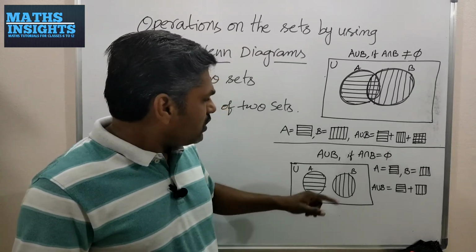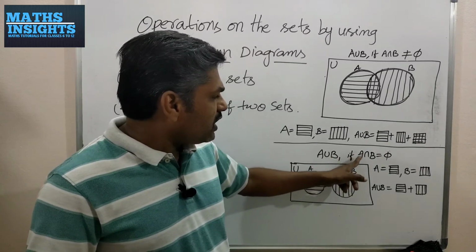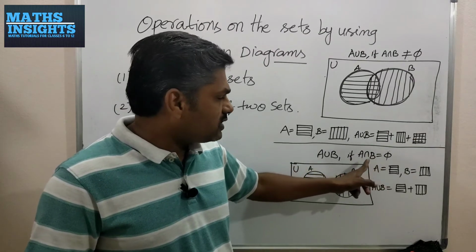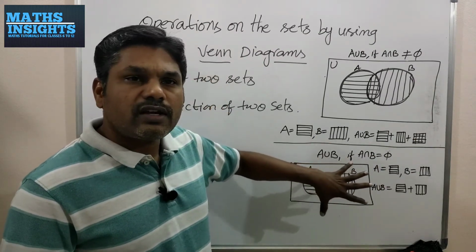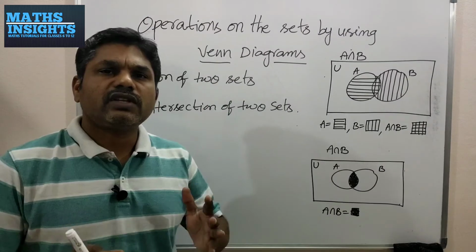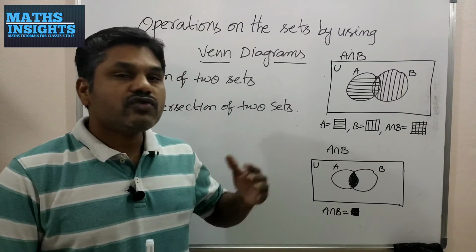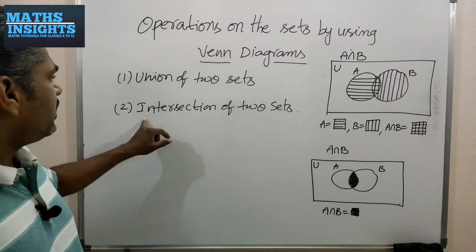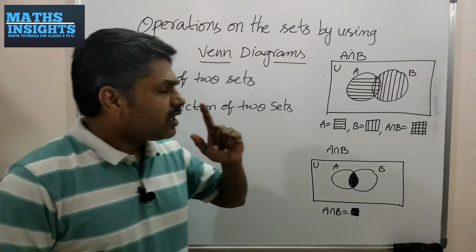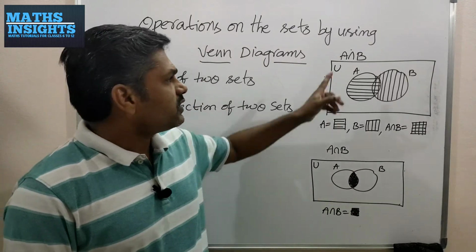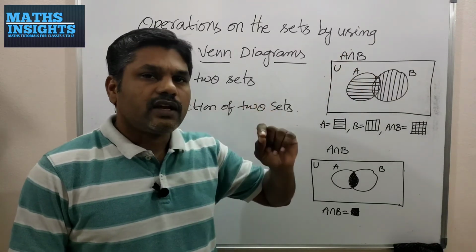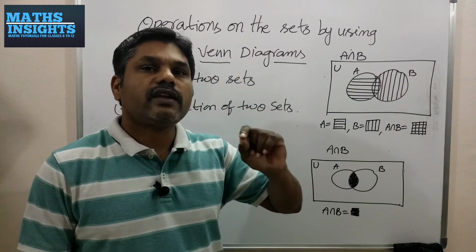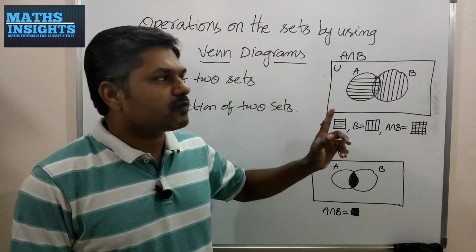So if A intersection B is equal to phi, that means A and B are disjoint sets. You have to show the Venn diagram like this. Next operation by using Venn diagrams, that is very important: intersection of two sets. I am taking two sets A and B. Then the area which shows A intersection B by using Venn diagrams.